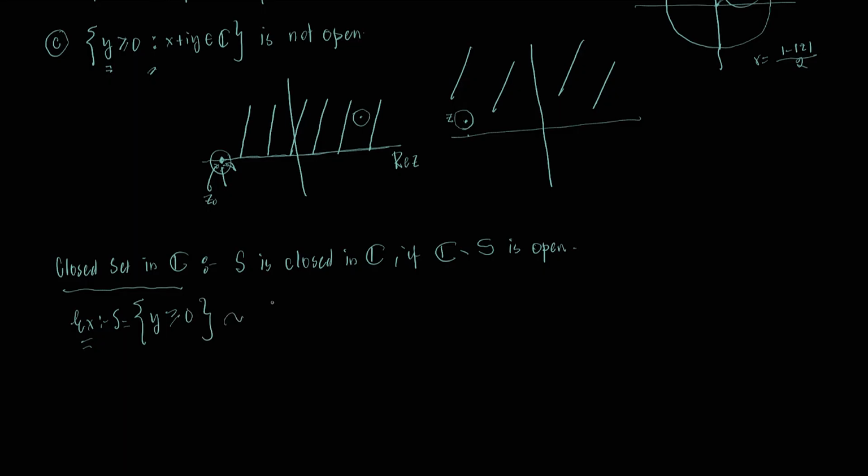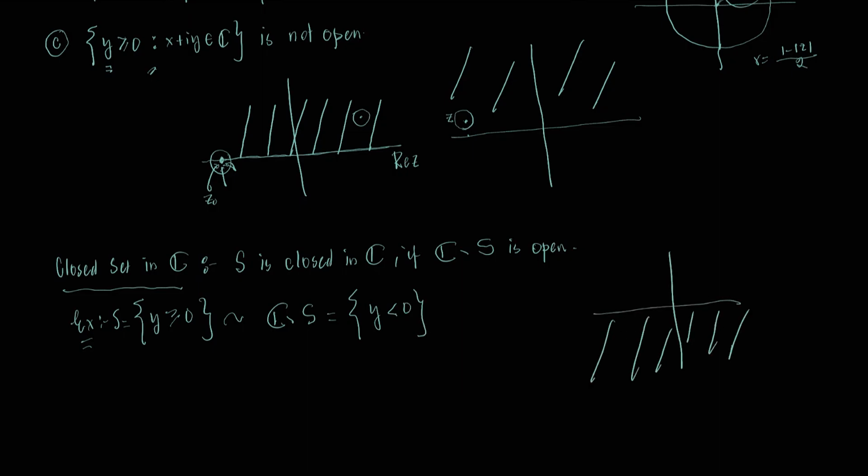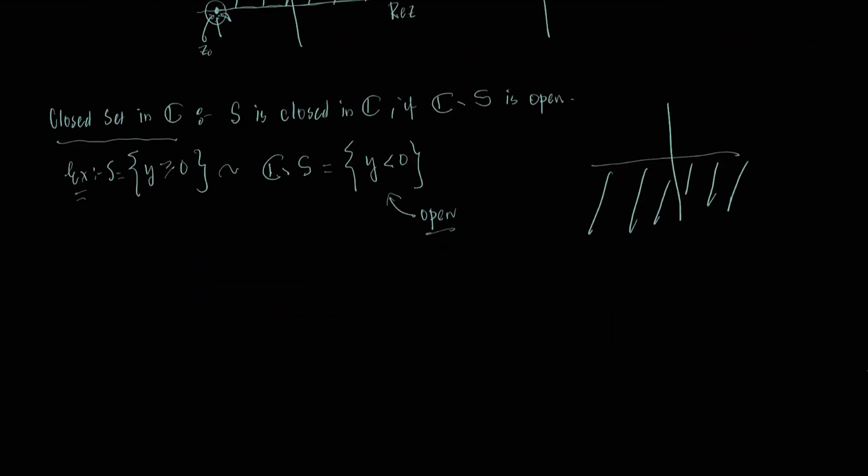And what is C minus S? If you look at it, this will be the set of all y strictly less than 0, so basically the lower half plane, this part. Exactly the similar sort of analysis which we did earlier, you can show that this is going to be open. Since this is open, that set is going to be closed. I hope this is clear. So this is the first example.